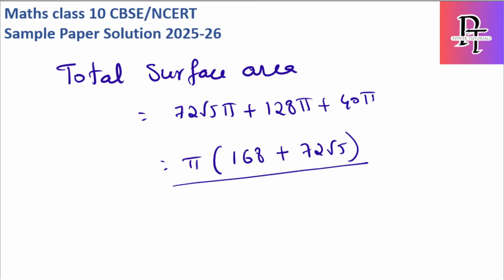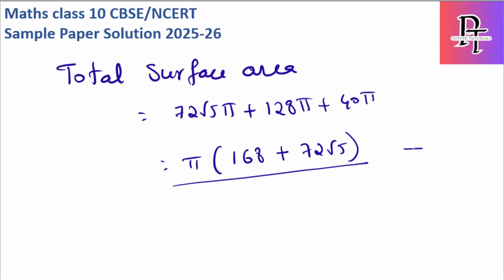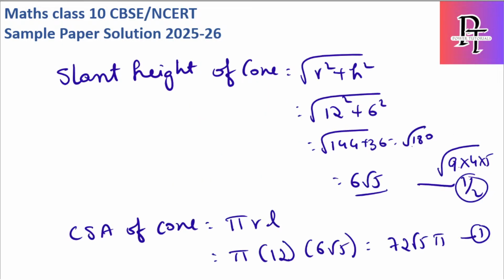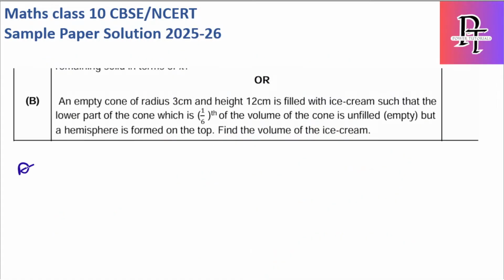So that's why I told you, we need to check the slant height, inner area, outside area, and then we'll get the final values. Okay, so I think it will carry 1.5 marks or 1 mark if it is step marking for the other steps. Okay, let's solve the last question, which is the B part.